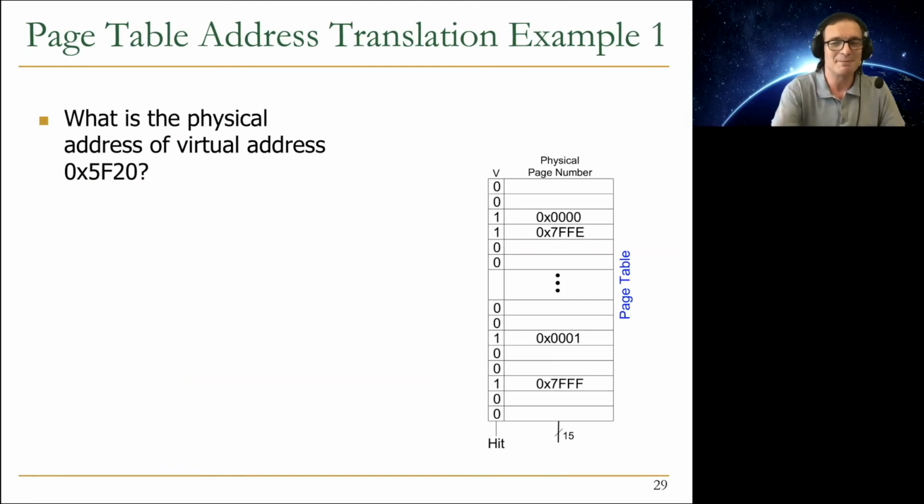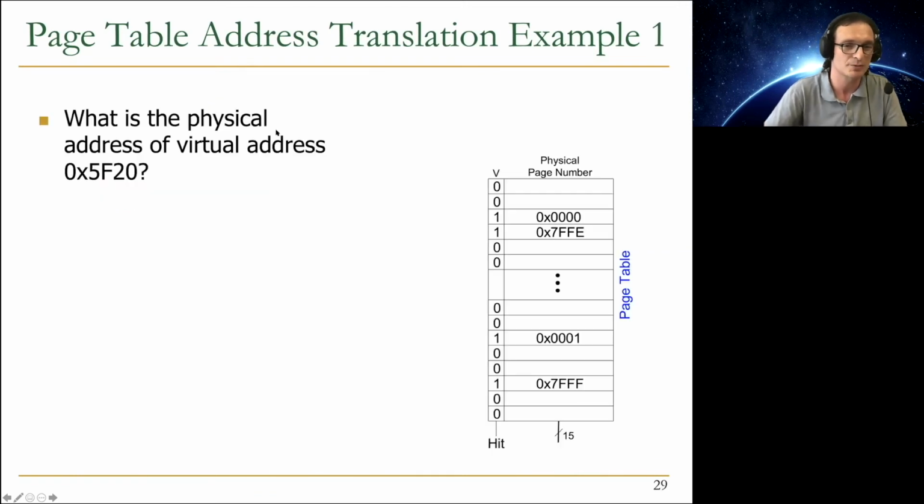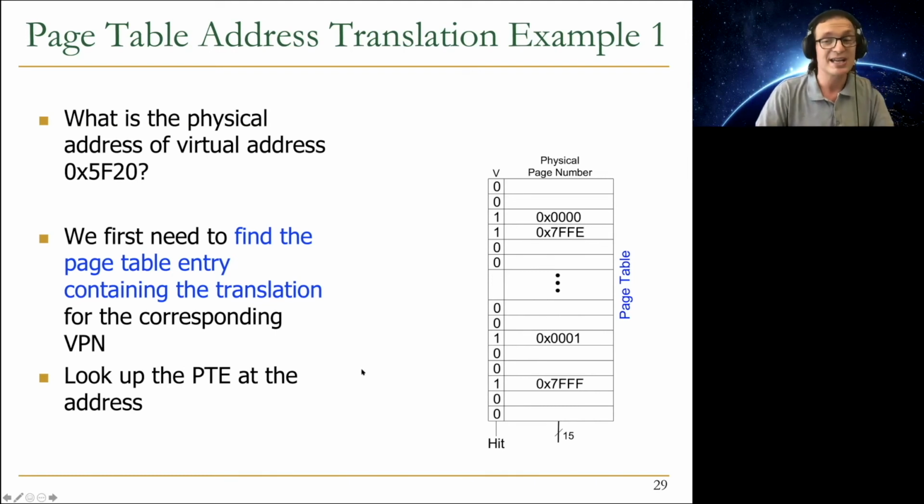Okay, so let's do some examples. You can do this on your own also, and it's also in your book. But basically, the question is, what is the physical address of virtual address 0x5f20? And by now, you know, we have the assumption that the last 12 bits are the page offset, the top 19 bits are the virtual page number. The first step is, how do you determine the virtual page number? You first need to determine the virtual page number, and based on that, find the page table entry containing the translation for the corresponding VPN. And the hardware needs to do that in the processor. So the hardware needs to look up the page table entry at the address corresponding to the virtual page number in the page table of this process.